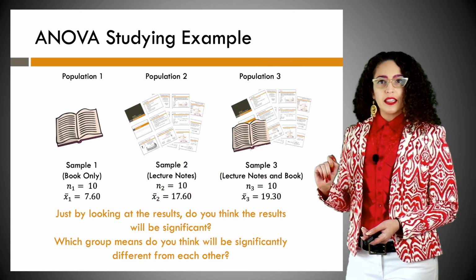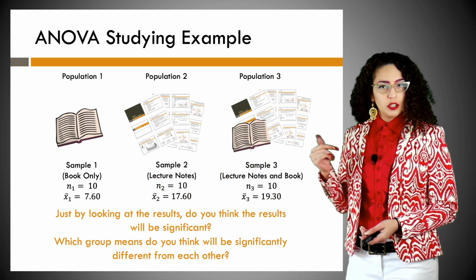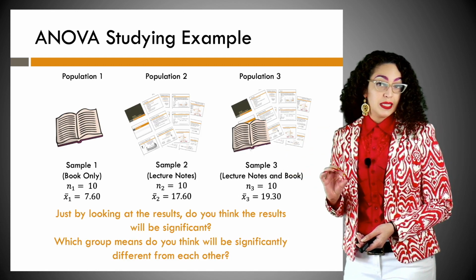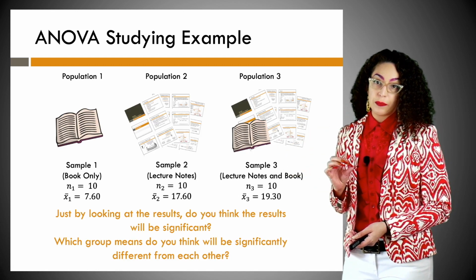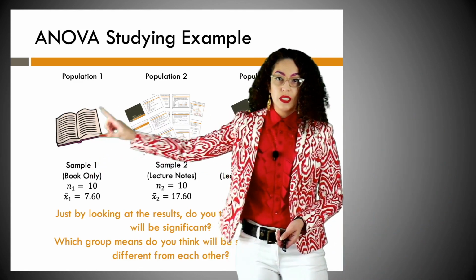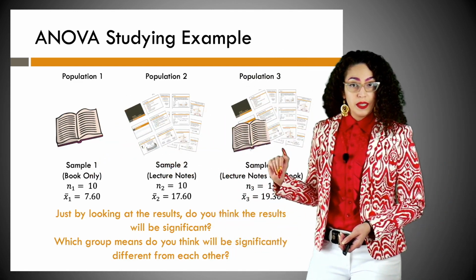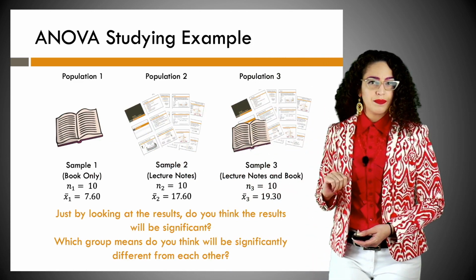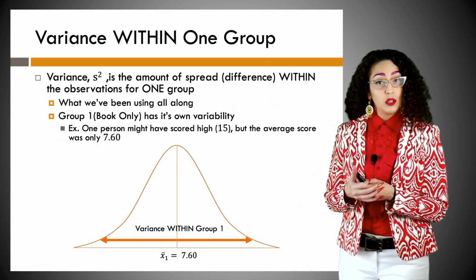Just by looking at the results, do you think that they are going to be significant? Which group means do you think will be statistically significantly different from each other? Do you think group 1 will differ from group 2 or from group 3? Do you think group 2 and 3 will differ? Keep this in mind. Let's start with the variance within one group.